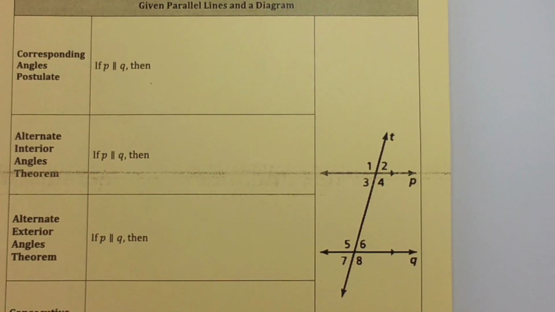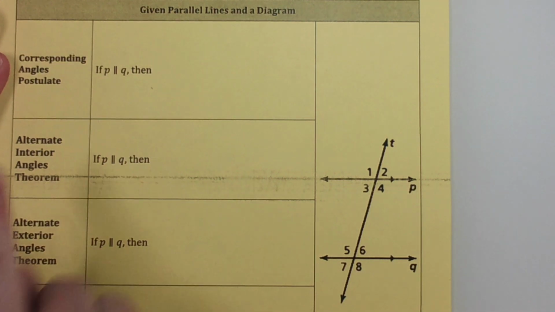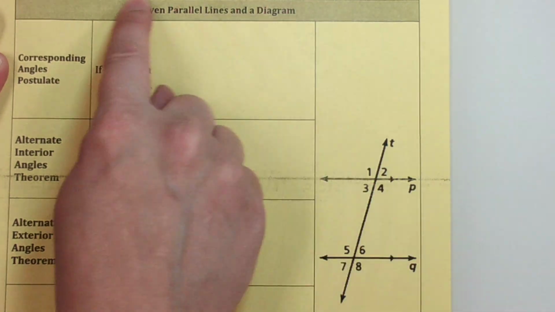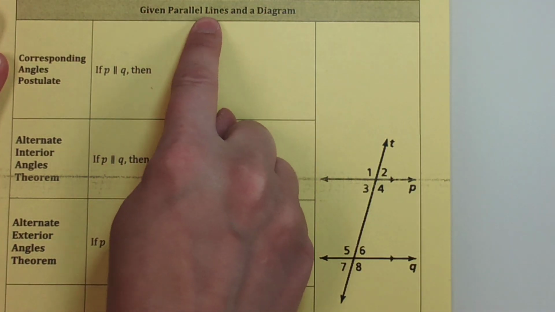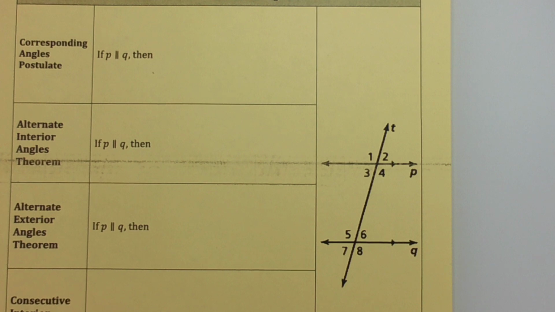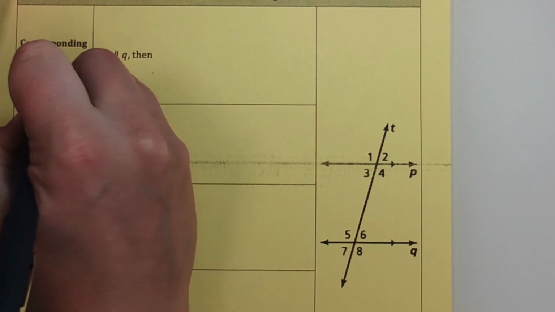So, filling in the rest of our postulate sheet means filling in these 4 theorems. Now, notice that these 4 theorems, the information on top says this is the stuff you know given that you have parallel lines and a diagram. So these ones are going to work with both. First one is corresponding angles postulate. If you have parallel lines, then corresponding angles are, does anyone remember, are they congruent or supplementary for corresponding? Congruent. So, by the corresponding angles postulate, CA post.